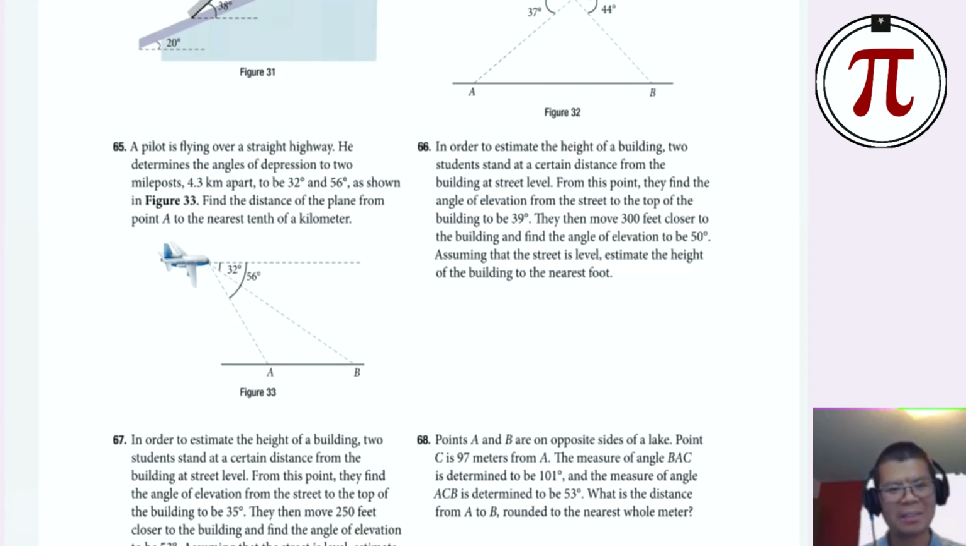A pilot is flying over a straight highway. He determines the angle of depression to two mile points 4.3 kilometers apart to be 32 degrees and 56 degrees, as shown in figure 33. Find the distance of the plane from point A to the nearest tenth of a kilometer. Okay. All right.